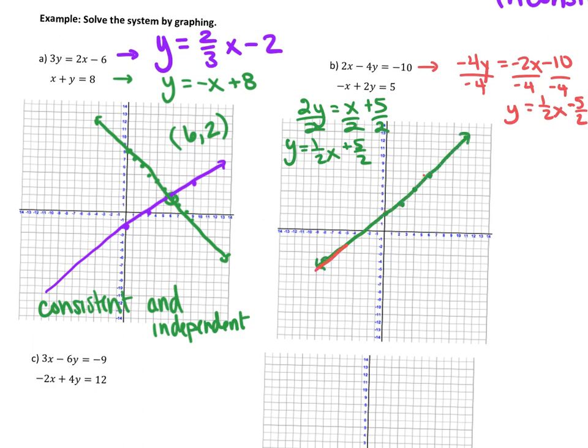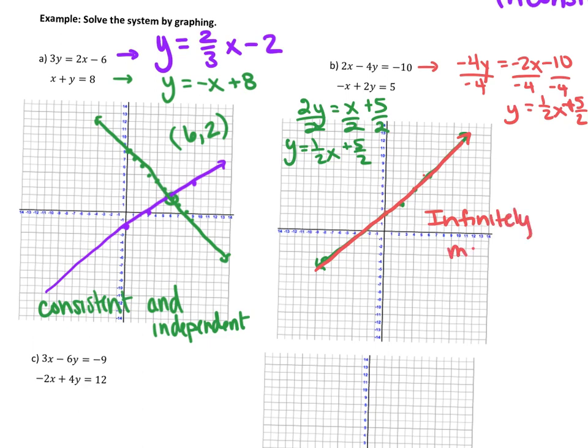My green line and my red line are the exact same lines. Because they're the exact same lines, they're the exact same equations when you write them out. This should have been a plus 5 halves, by the way. I'm sorry.